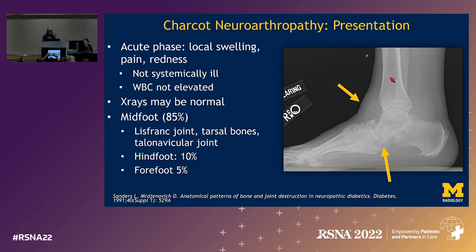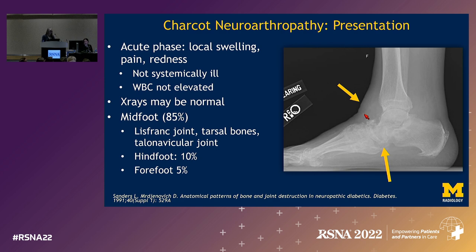So Charcot in the acute phase presents as local swelling, pain, and redness. The patient is not systemically ill, and that's an important distinction. They also don't have a substantially elevated white count. X-rays can be completely normal. And Charcot will involve the midfoot, as in this case, in about 85% of cases, hindfoot in 10%, and forefoot in 5%.